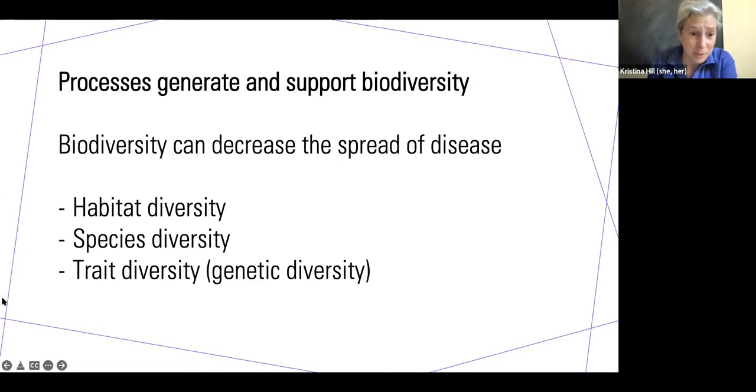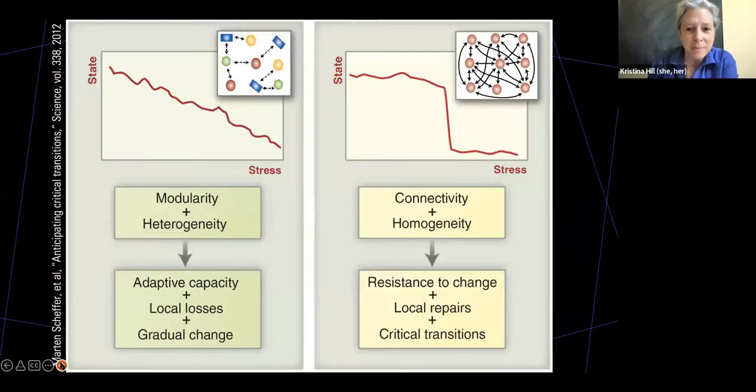So let me give you an example of a predator-prey relationship that generates biodiversity in a different landscape. I'm going to use this idea of how systems change over time, and really it's been present in all of the examples I've talked about so far. It's from a paper by Sheffer et al. from 2012. And the concept is, how does change occur in systems?